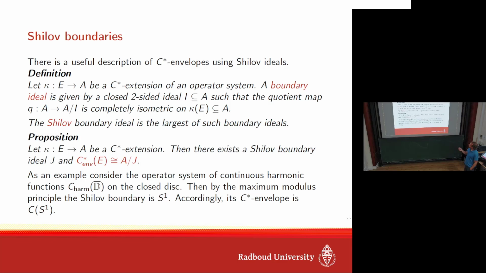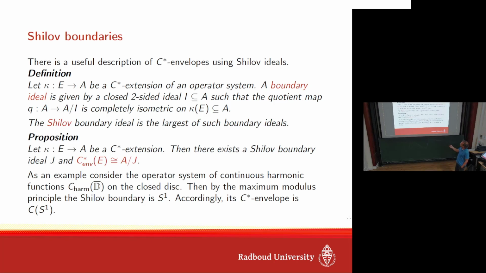The idea is the following. So how to find a C-star envelope? Well, the idea is just to first take a C-star extension and try to find that quotient. So I need to kind of surject. And it turns out that you can always do that for any C-star extension. So you take a C-star extension. The boundary ideal is kind of what you can throw away in the C-star extension without losing too much information on my operator system. So here is the quotient map of A by the ideal, A by I.